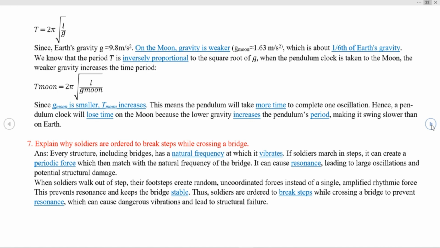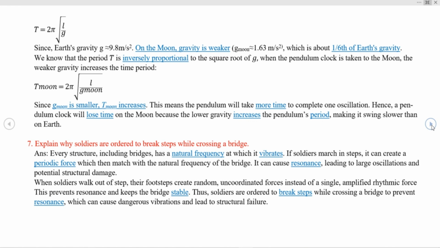Next question we have is, explain why soldiers are ordered to break steps while crossing a bridge. So for this question, our answer should be like, every structure including a bridge has a natural frequency at which it vibrates, right? So if soldiers march in step, it can create a periodic force which then matches the natural frequency of the bridge. It can cause resonance, leading to large oscillations and potential structural damage.